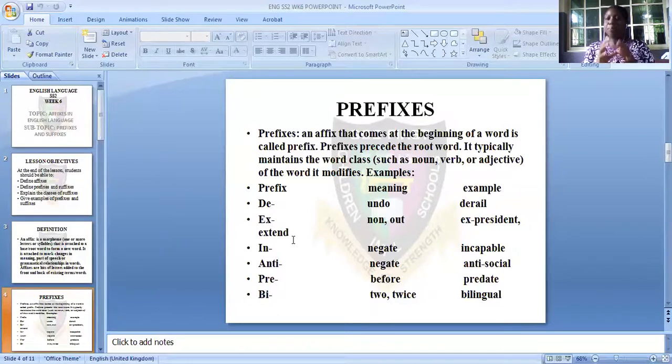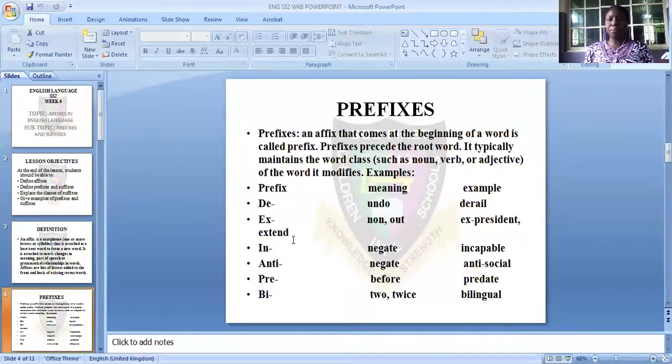That is a prefix. Prefixes precede the root word. Precede means to come before something. So prefixes come before the root word. Now, prefixes typically maintain the word class. Most times they do not change the word class, the part of speech that they modify. If it is modifying a noun, a verb, or an adjective, the word class usually remains in prefixes.